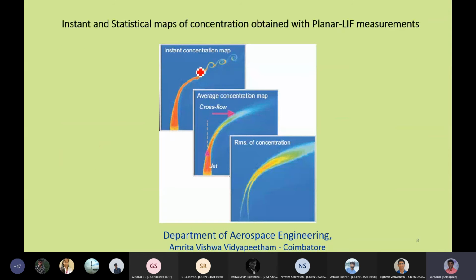So these are some of the sample images acquired with the PLIF technique. This is the instantaneous concentration, this is the average concentration map for a cross flow, and this is the RMS, the root mean square of concentration. So these three things we can capture with the help of the PLIF technique.